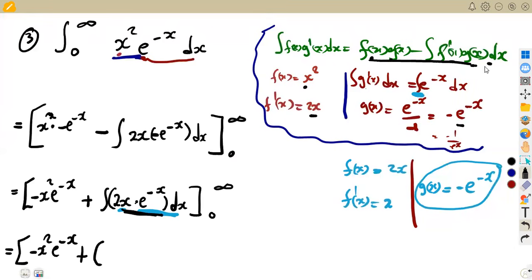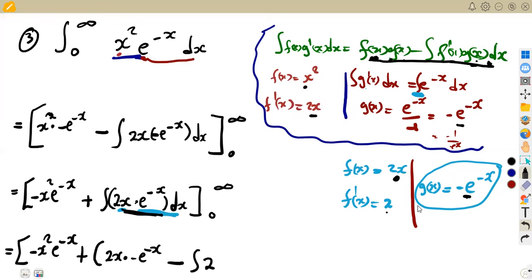Remember, we said we are going to apply our by parts. So we're going to have f of x, just like what we did previously, whereby our f of x this time is 2x. So that's 2x times g of x, our g of x, which is negative e to the exponent of minus x, all right, minus the integral of f prime x, our f prime x, which is 2 in this case, so that's 2 g of x dx.